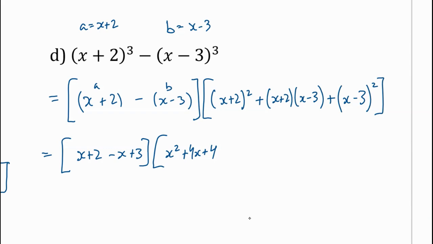x plus 2 times x minus 3 is x squared. 2x minus 3x is negative x. 2 times negative 3 is negative 6. x minus 3 all squared is plus x squared minus 6x plus 9. Again, expanding it with that formula, that pattern that we should know by now. x minus x is gone. 0. 2 plus 3 is 5.